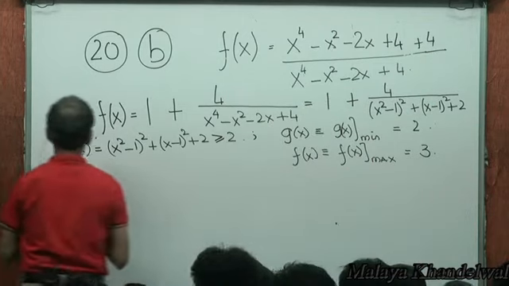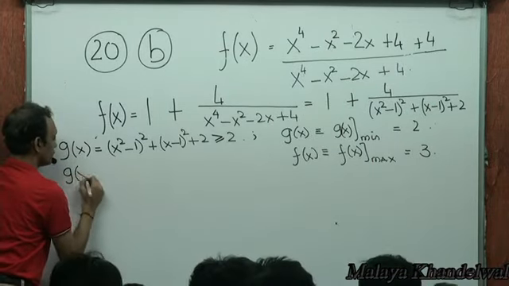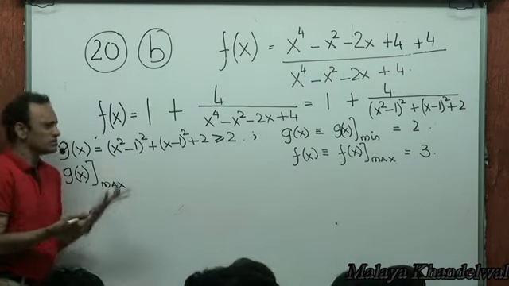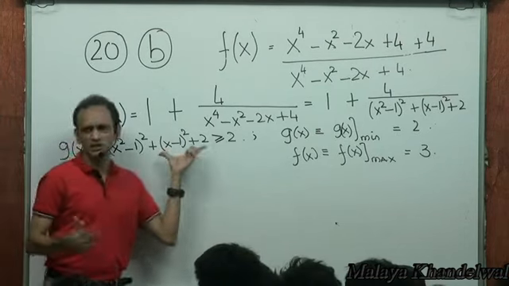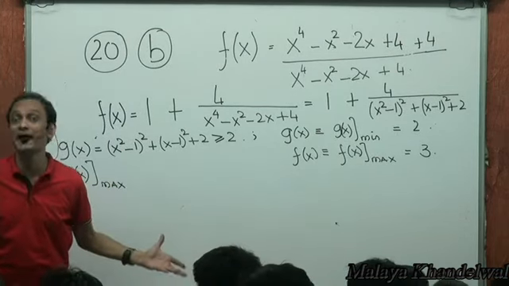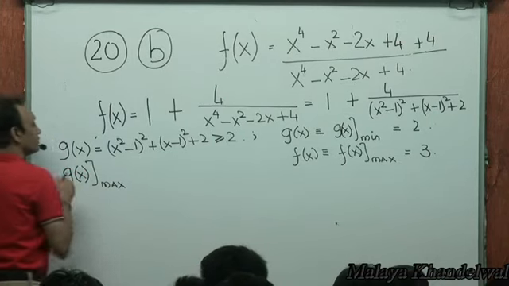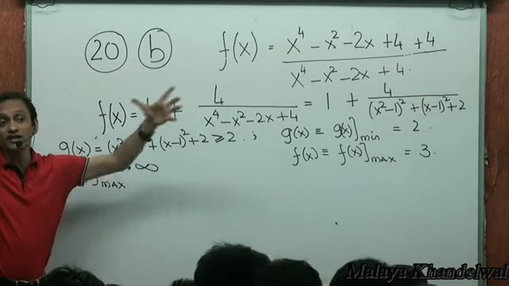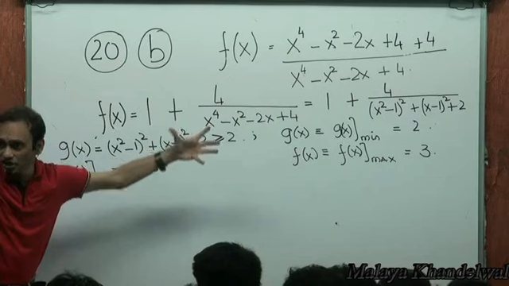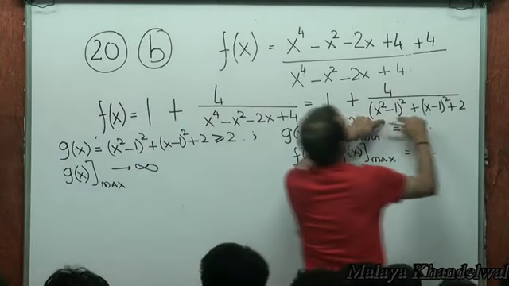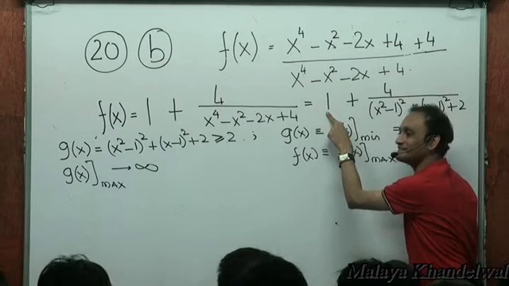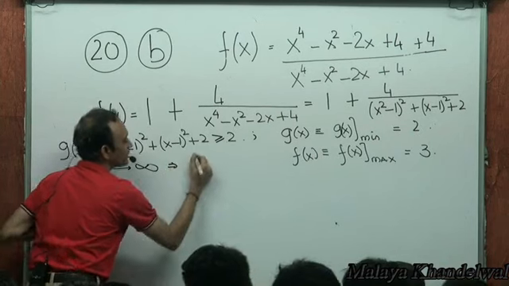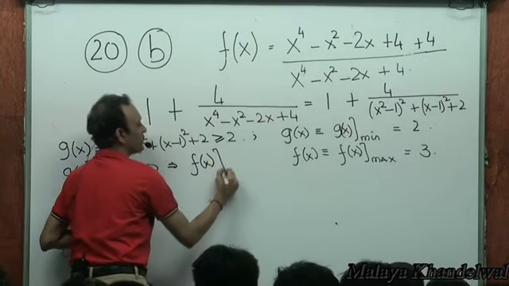Now, g(x) max is infinity, because as x becomes larger and larger, this expression will become larger and larger. So g(x) max is infinity. Yes or no? g(x) max is as large as you can imagine. So when g(x) is infinity, f(x) will become f(x) min. So when g(x) tends to infinity, f(x) tends to f(x) min.